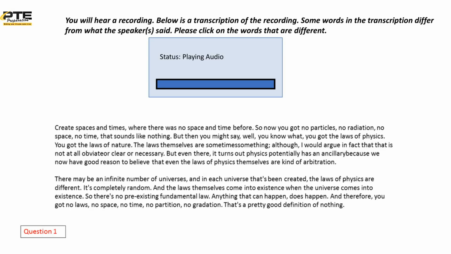create spaces and times where there was no space and time before. So now you've got no particles, no radiation, no space, no time. That sounds like nothing. But then you might say, well, you know what? You got the laws of physics. You got the laws of nature.